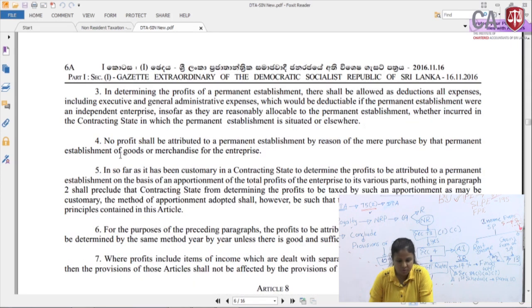Then paragraph 4: no profit shall be attributed to the permanent establishment by reason of the mere purchase by that permanent establishment of goods or merchandise for the enterprise. That means any profit on this buying and selling transaction cannot be attributed.